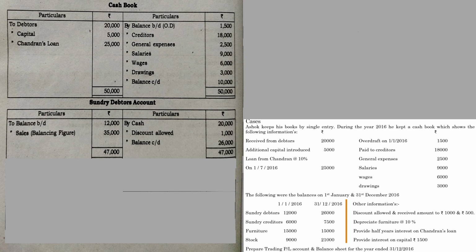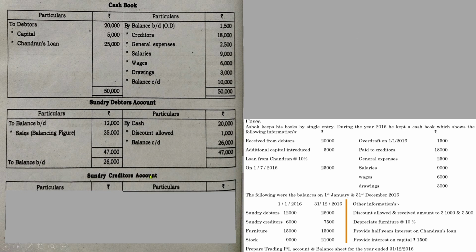Since it is a debtors account, how is a debtor formed? Whenever a person comes to our business and buys our goods and services on credit, at that point that person will be our debtor. So the debtors account will show what kind of sales? Credit sales. Remember that. So I hope you have understood the concept. Next account, which account has to be prepared? As per the given information, the next important account is sundry creditors. So let us begin with that.